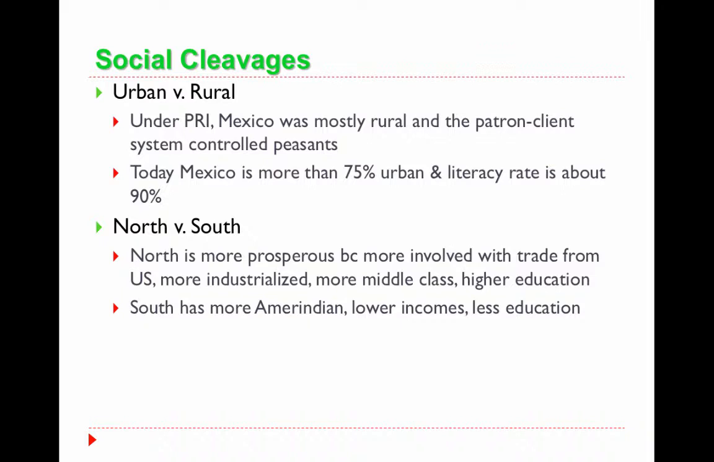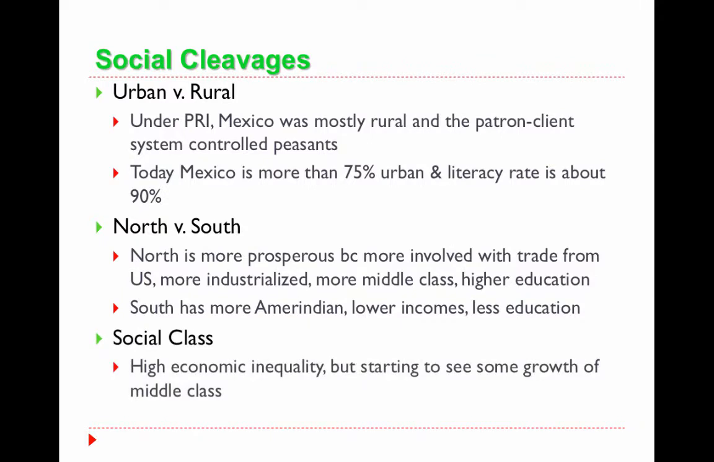The north tends to be more prosperous because it is more involved in trade from the United States. It's more industrialized. There are more members of the middle class there. Education rates are higher. There's more access to education. In the south, we see that's where most of the indigenous population lives. So it's more Amerindian, and it also involves typically lower incomes and fewer opportunities for education.